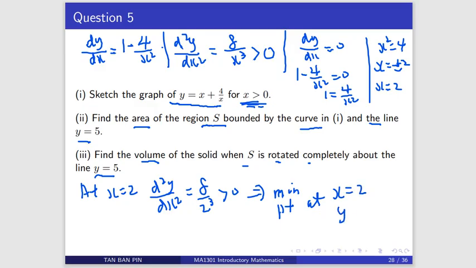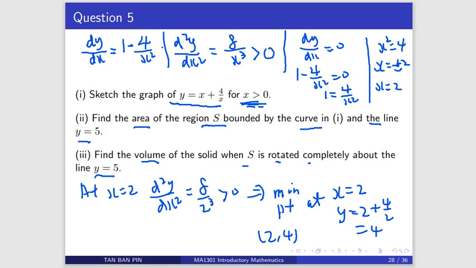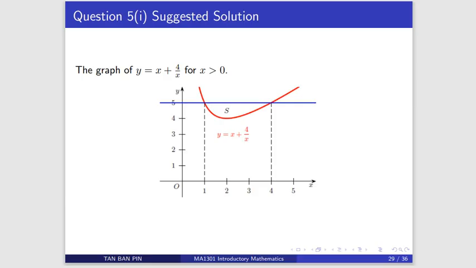Then you can solve for y. y will be 2 plus 4 over 2, which is 4. So 2, 4 is the minimum point. And just as I mentioned, because the second derivative is positive, the curve must look like this, for x more than 0. That's how you get the red curve. Because the minimum point is at 2, 4, here is actually 2, 4.